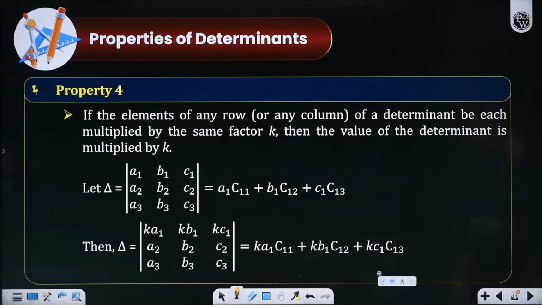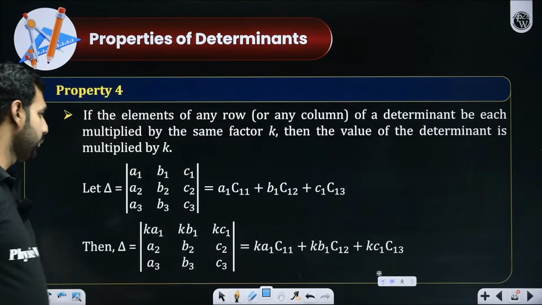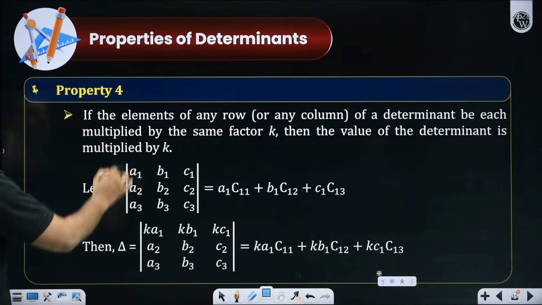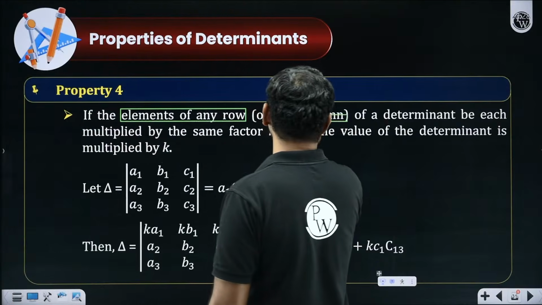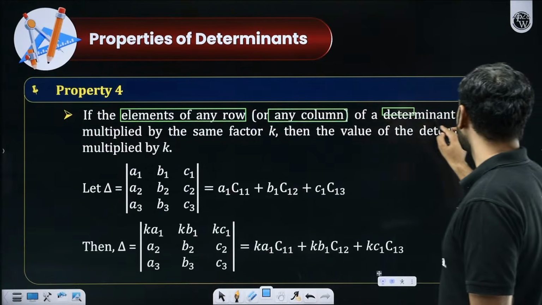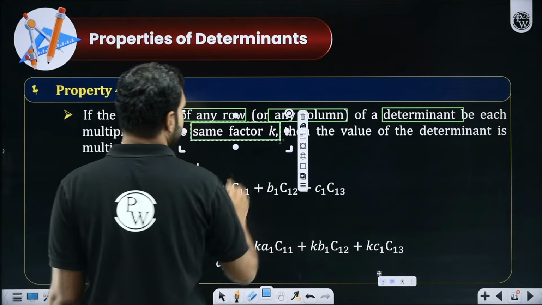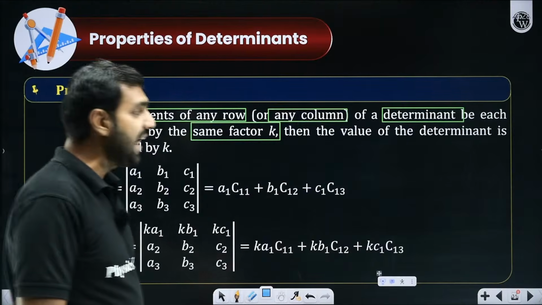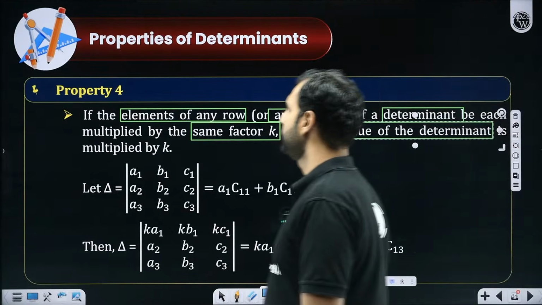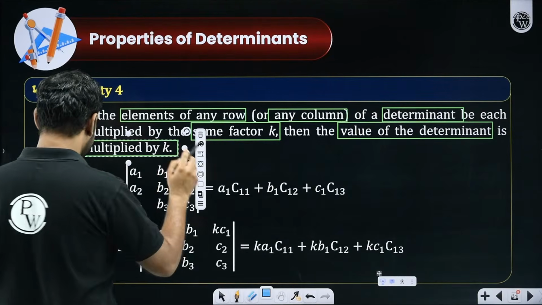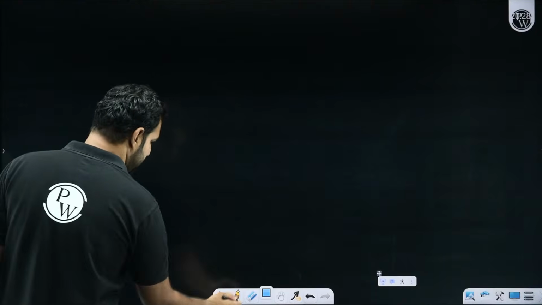What is that? The next one, this is one of the most important properties, pay attention to this part. If the elements of any row or any column of a determinant are each multiplied by the same factor k, then the value of the determinant is also multiplied by k. What does it mean? I'll give you a numerical example here. Please pay attention to this.